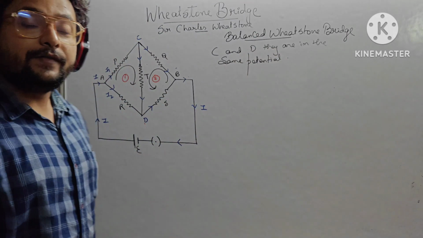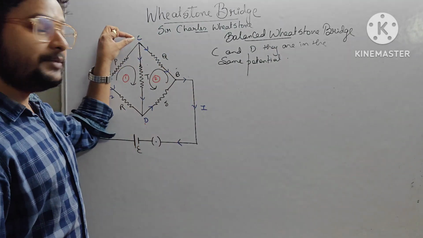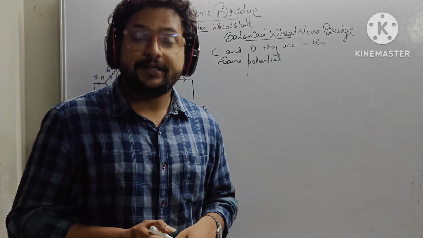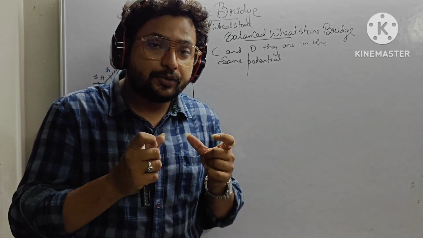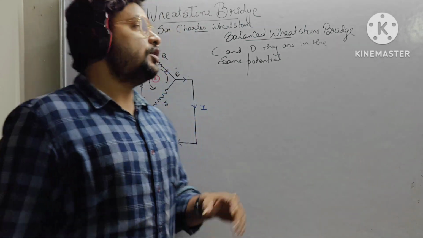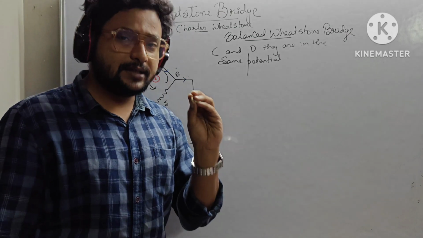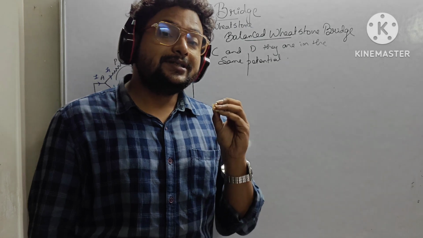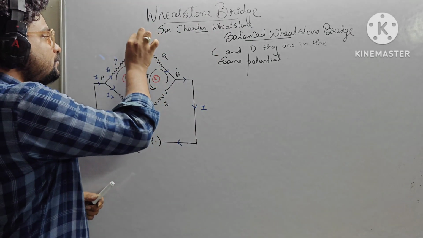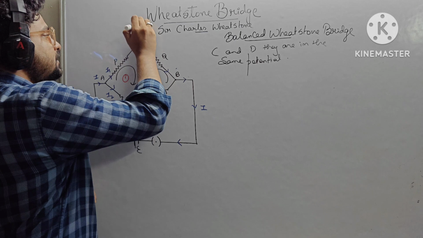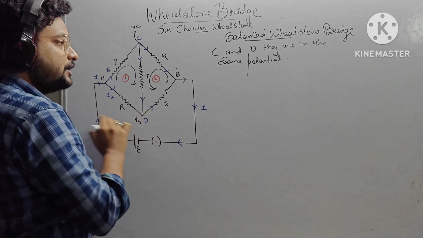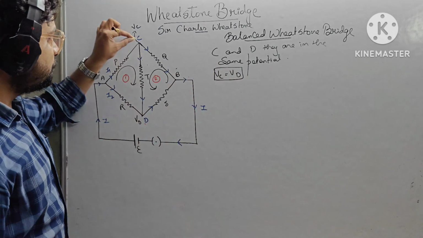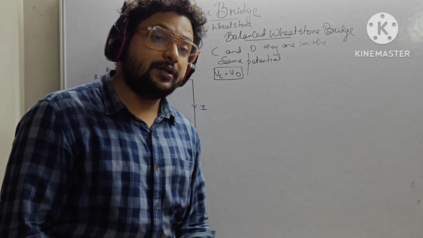I told you if you have an unbalanced Wheatstone bridge, then either C can be at higher potential or D can be at higher potential, and it also depends on the value of resistance, which terminal is at a higher potential. But if I choose the value of these four resistances in such a way, there is a particular formula, that formula we will get at last, that this potential difference VC and this potential difference VD become equal, then what will happen?